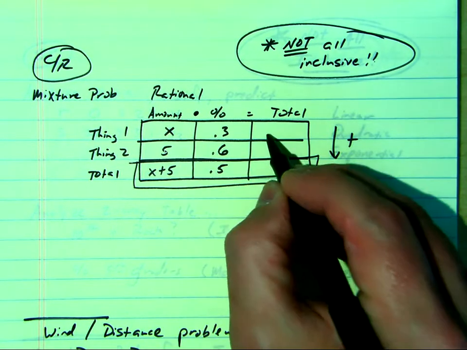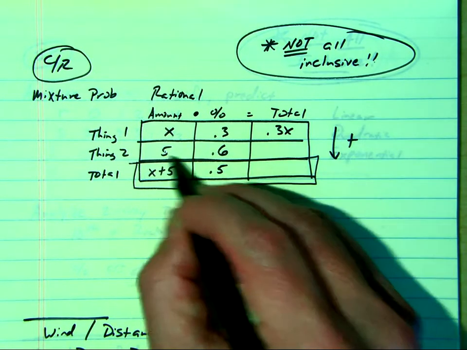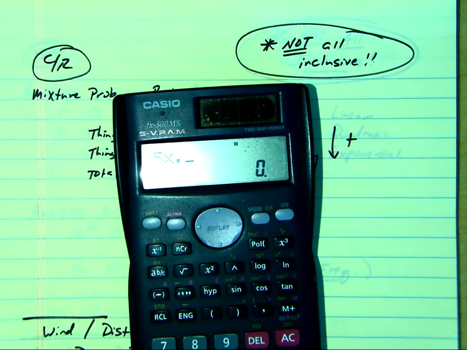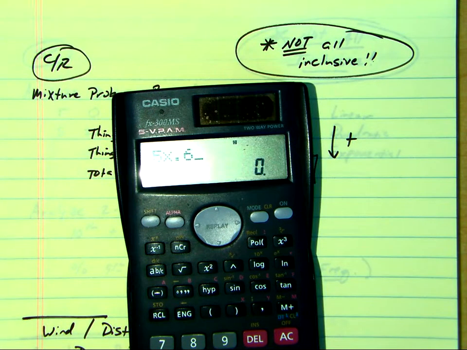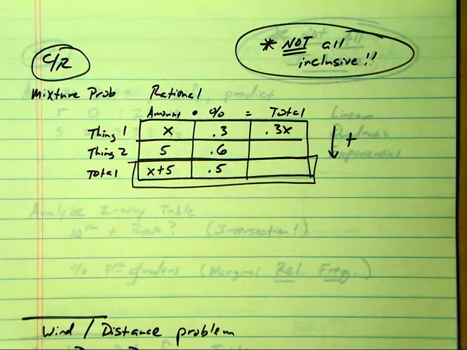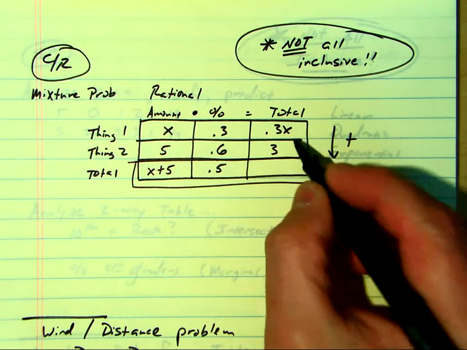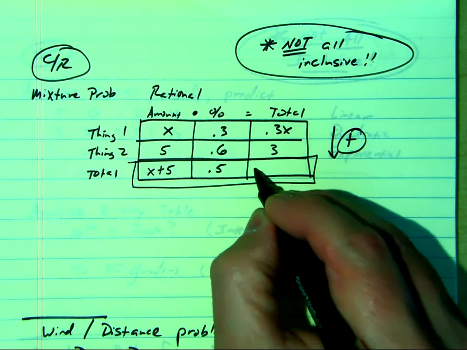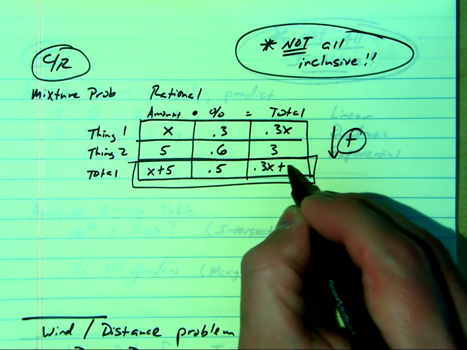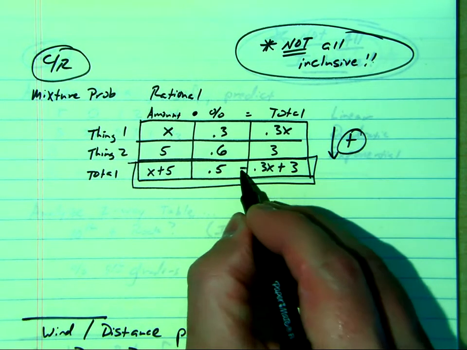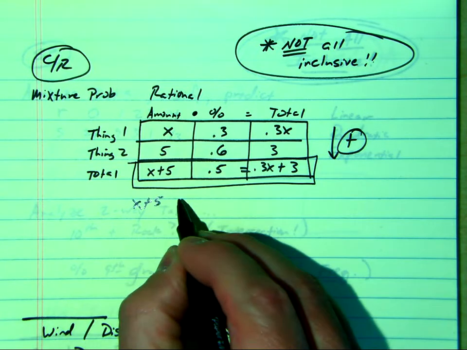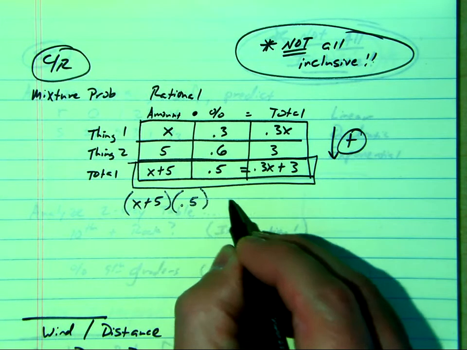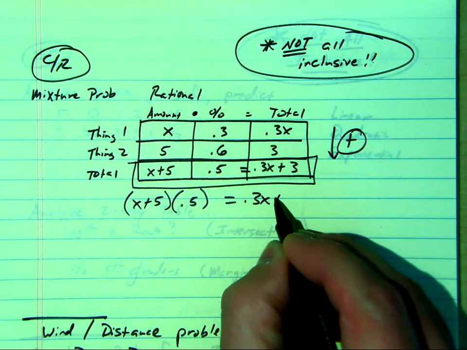So we multiply, that's going to be 0.3x. What's 5 times 0.6? You'd be surprised at how many students couldn't get that. What is it? It's 3. And what are you supposed to do with these 2 columns? Add. So it's 0.3x plus 3. Now you have your equation. (x plus 5) times 0.5 equals 0.3x plus 3.